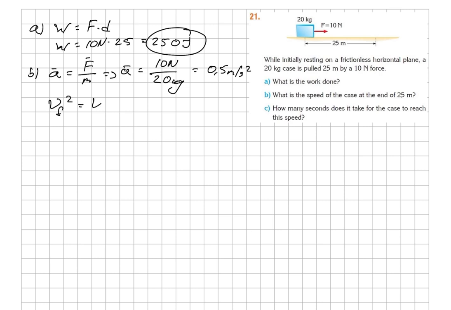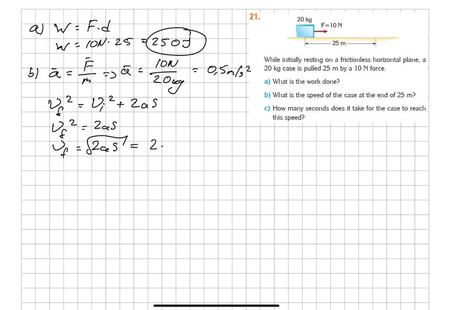Velocity final squared is equal to velocity initial squared plus 2as, and velocity final squared is equal to 2as because initial velocity is 0. Velocity final is equal to the square root of 2as, so it's equal to the square root of 2 times 0.5 times 25, which will be equal to 5 meters per second.